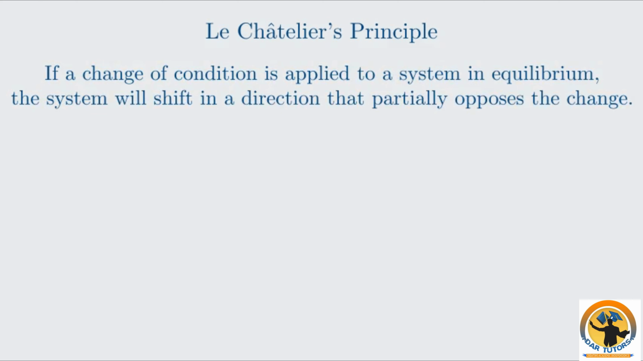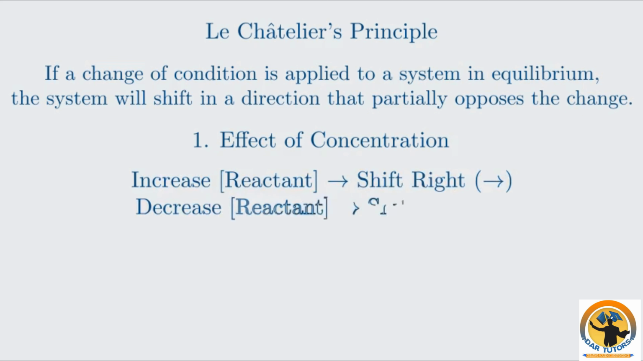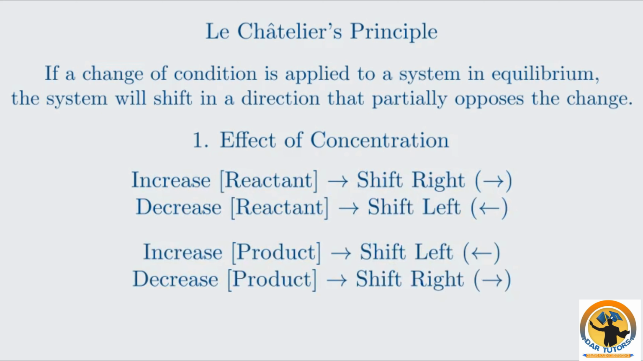Let's break down the types of changes we can apply and how the equilibrium responds. The first change we'll consider is a change in the concentration of one of the reactants or products. If you add more reactant, the system will oppose this increase by consuming the added reactant. It does this by shifting the equilibrium to the right, favoring the formation of more products. Conversely, if you add more product, the system will consume it by shifting the equilibrium to the left, favoring the formation of more reactants. If you remove product, the system shifts right to replace it. The key is the system always tries to undo what you've done.